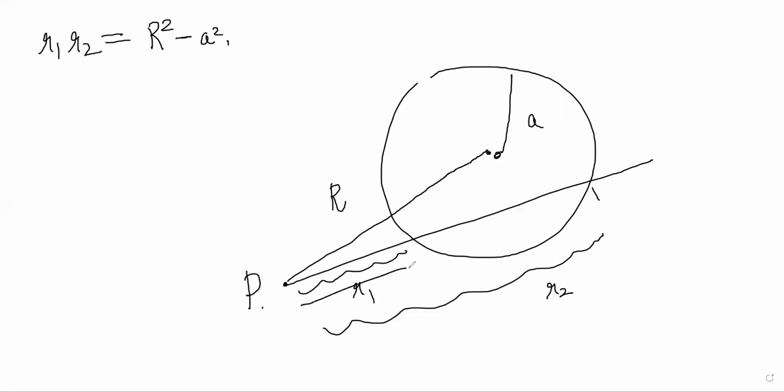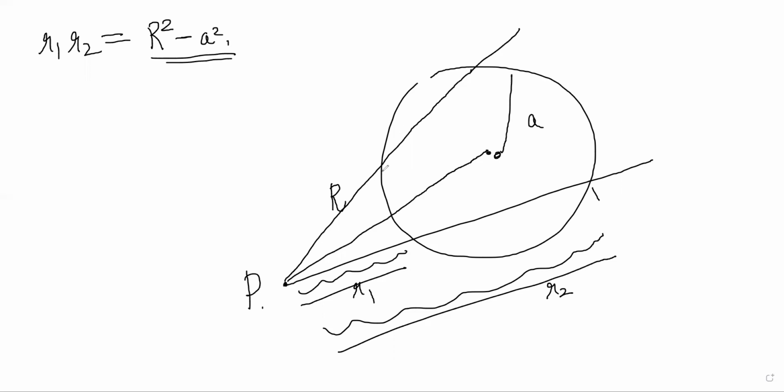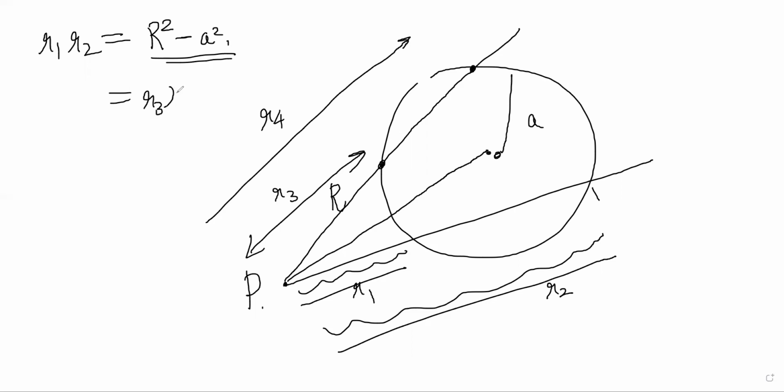R1 into R2, the product of the roots, is always this, regardless of how I draw my line. Even if I change the angle of the line, the product of the roots here, R3 and R4, will still be the same. So this product of the roots is actually the distance PQ multiplied by PR.